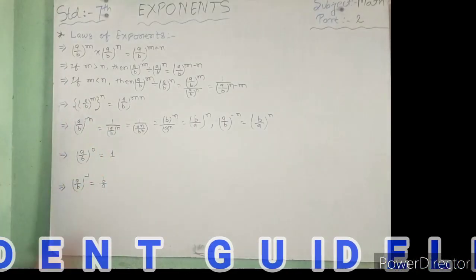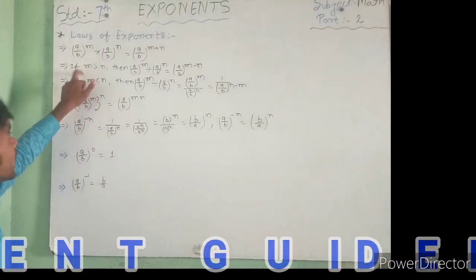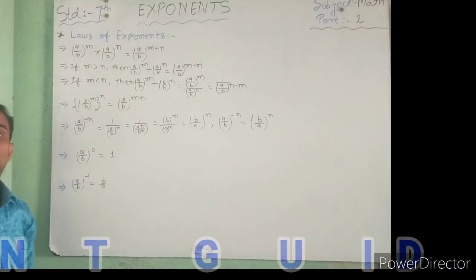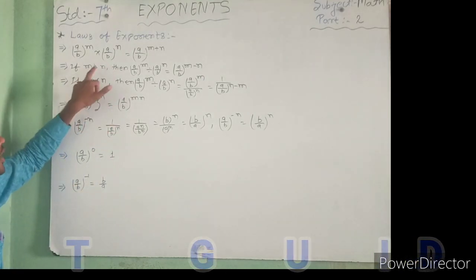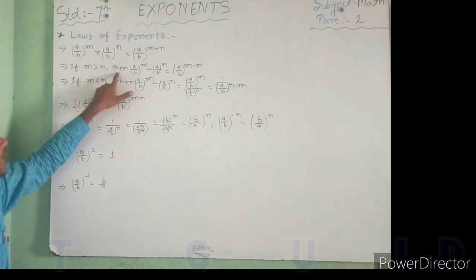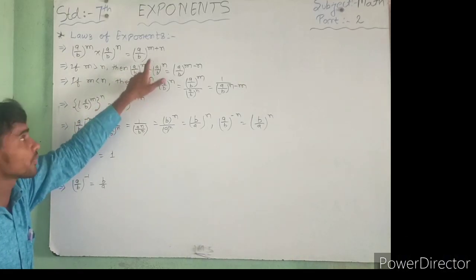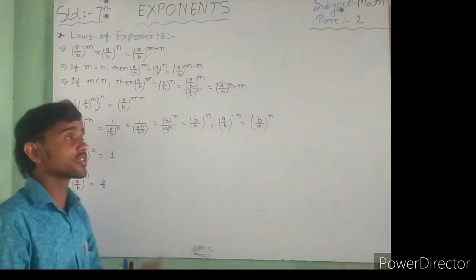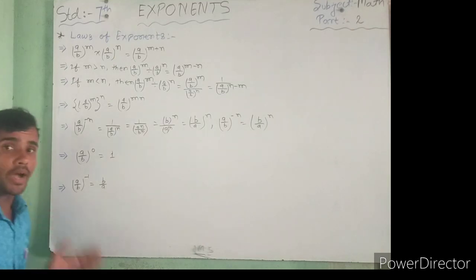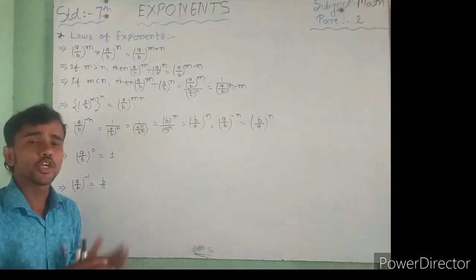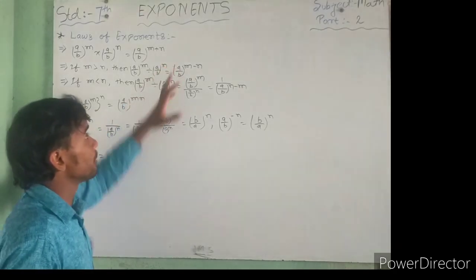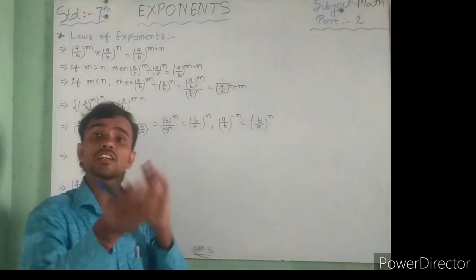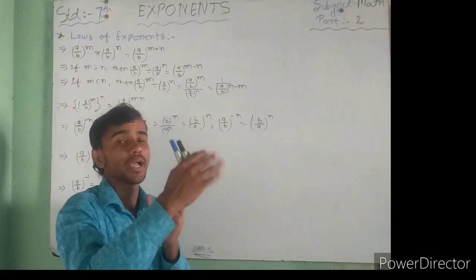Okay, and next, if m is greater than n, then (a/b)^m divided by (a/b)^n. So if any question comes in divide form, like (a/b)^m divided by (a/b)^n, how to solve it? You firstly convert it into the format (a/b)^(m minus n). It means if m is greater than n, then you write m minus n.